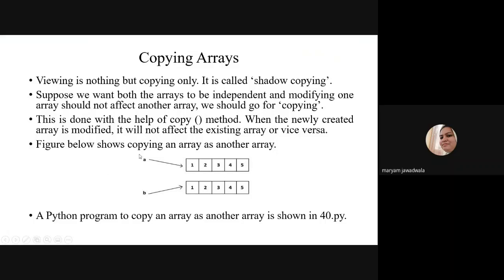Okay. So this figure explains the copying of an array, right? So array A is there, 1, 2, 3, 4, 5, and if I use the copy function, then array B will be created in a different memory location, and there is no connection between these two arrays. It means if I modify one of the elements of array A, then that modification will not reflect in the second array, right? So this concept will be explained in the 40.py program.